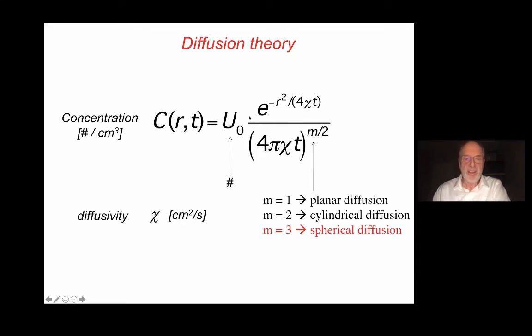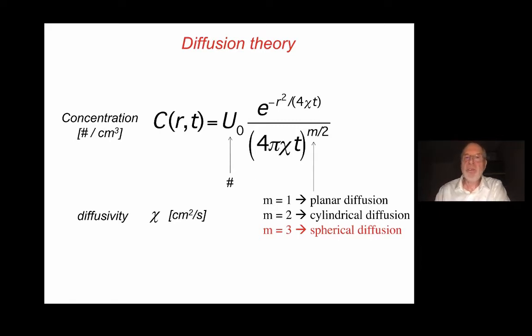So this diffusivity is now chi squared, centimeters squared per second, times time, which is centimeters squared. 1/2 is the square root, and m equals 3 raises it to the third power, so it's now centimeter cubed. So it's the number per centimeter cubed.